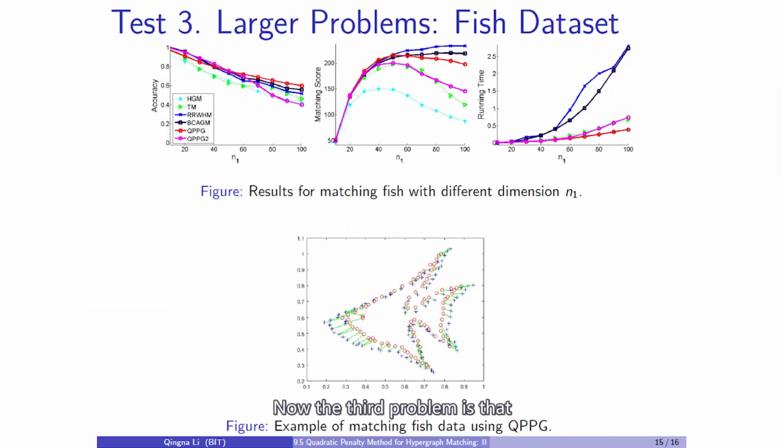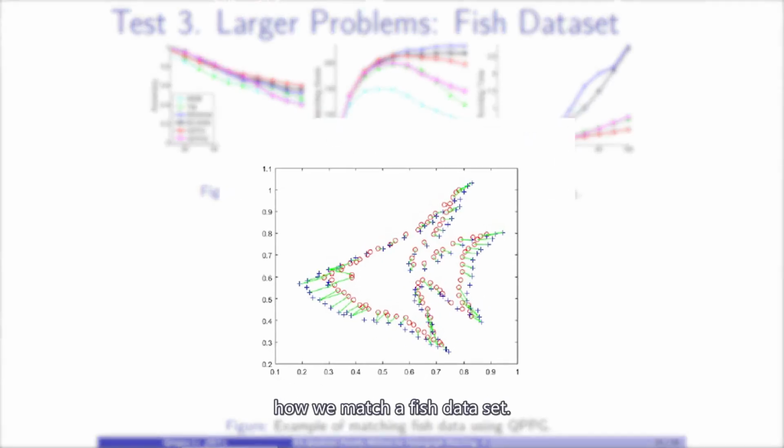Now, for the third test, for some larger-size problems, we also do similar tests and the conclusions are basically the same. This figure demonstrates how we match a fish data set. We can successfully get the matching score to be 1.